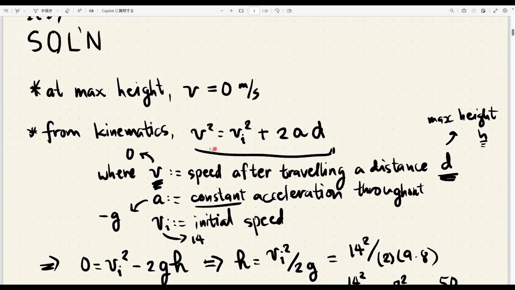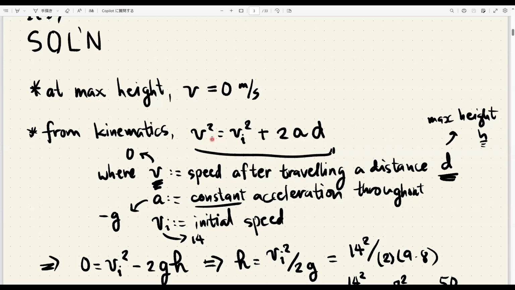So we won't derive it here. It says that the final velocity, the square of that, equals the square of the initial velocity plus twice the acceleration times the distance traveled during that acceleration. In this case, the acceleration here must be constant. So that's the condition here. You can only use this if the acceleration is constant throughout the entire journey.